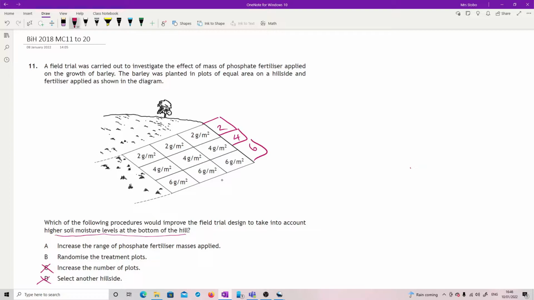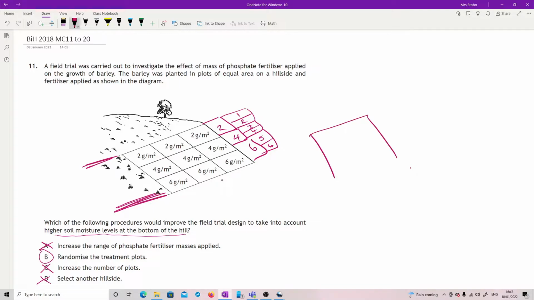Okay. It's also not A, increasing the range of phosphate fertilizers. I mean, if I said, right, okay, so instead of having this the 2, I'm going to split this one and I'm going to have a 1 and a 2 and 3, 4. Again, I'm not dealing with the problem of there being more moisture at this end than there is at this end. What will do that is if I randomise the treatment plots.